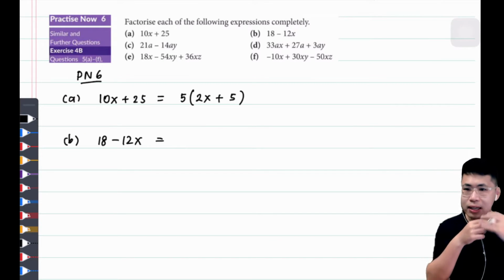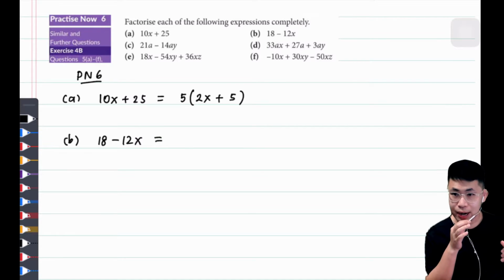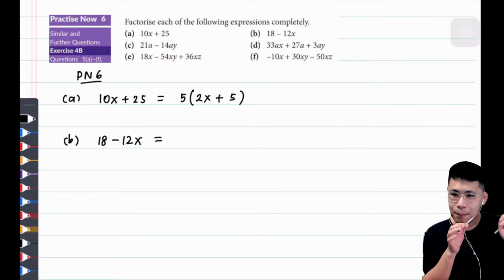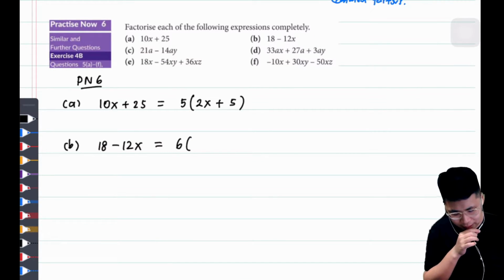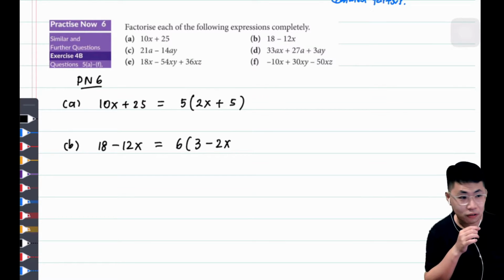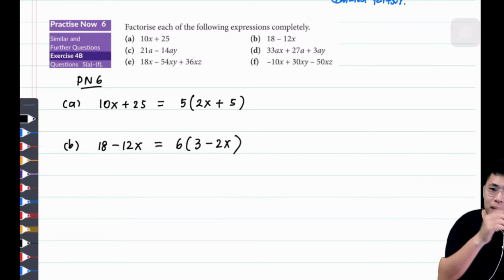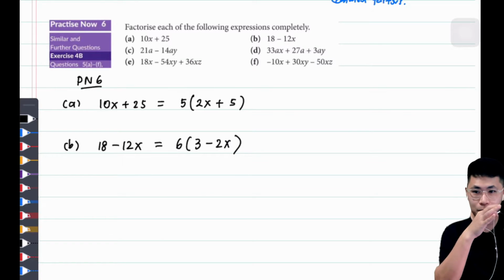So over here, we need to think about which common factor we can extract. 18 and 12, the common number is actually 6. So when we pull 6 out, 18 divided by 6 would be 3, and 12x divided by 6 would be 2x. So over here we can form 6 groups of 3 minus 2x.